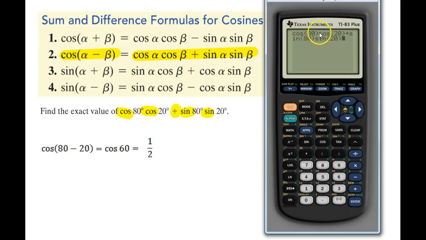So I'm just plugging in the original expression, cosine 80, cosine 20 plus sine 80, sine 20, and I get a half. Okay, so you can verify very quickly on your calculator, but this is just a difference formula for cosine. It has that look, so I can just subtract those two angles from one another.